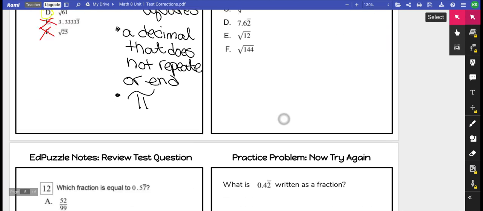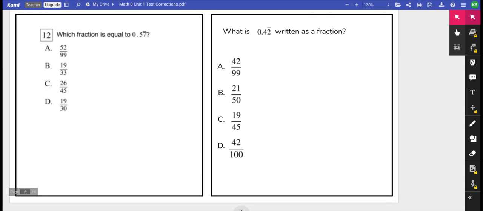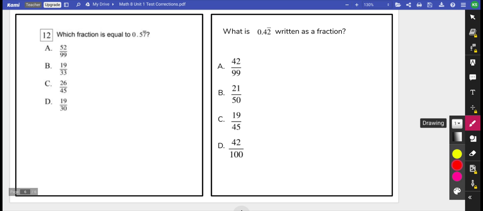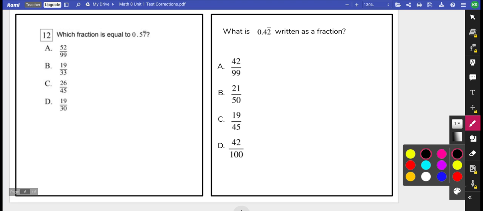Okay, so now we're going to talk about your last problem. So this is writing a repeating decimal as a fraction. Okay, I'm going to show you how to solve this. So if we look at this, remember, we're going to set the original equal to x. So we're going to say x equals 0.5777 repeating, right? It's going to go on forever.